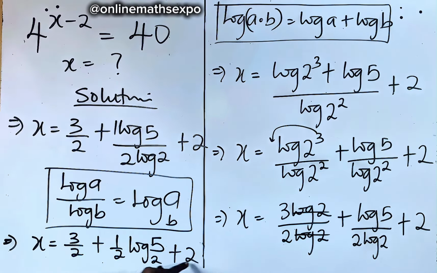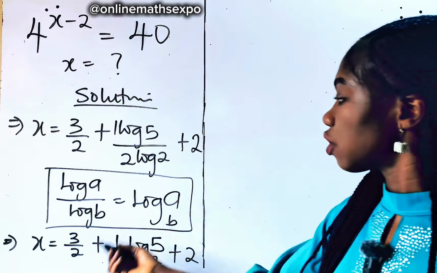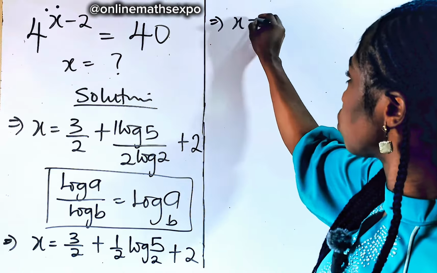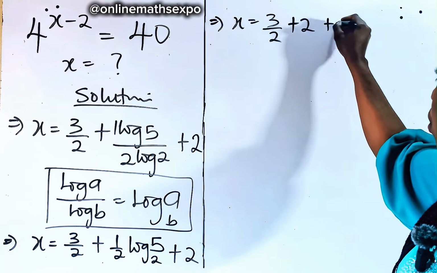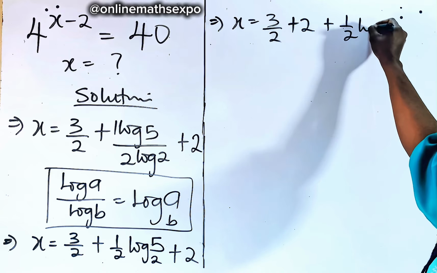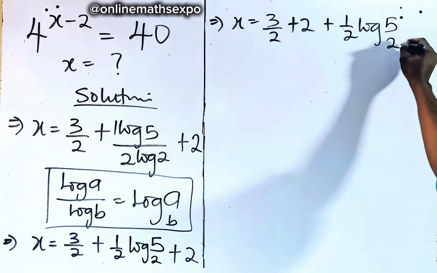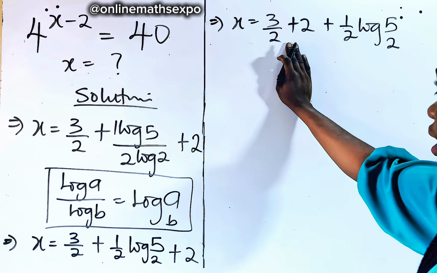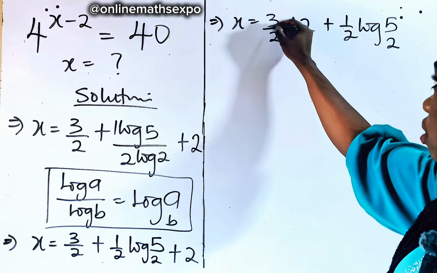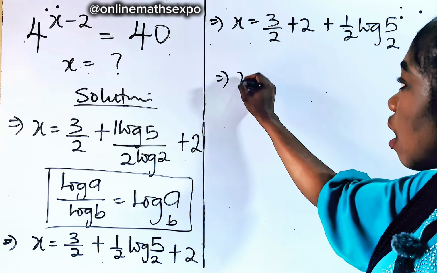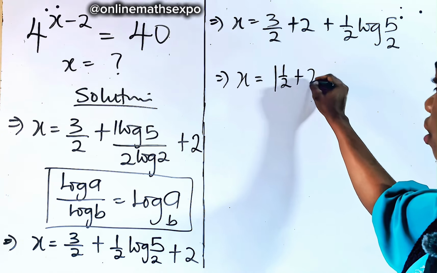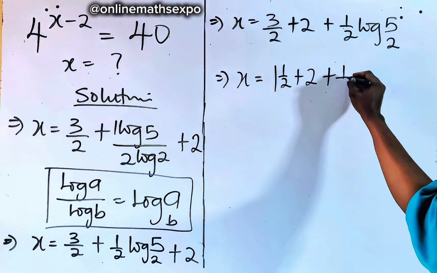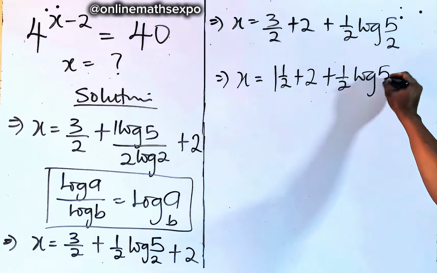Now at this point, these two are the same. They are constant, so you can add them together. So we have x is equal to 3 on 2, add these 2, plus half log 5 base 2. So let's add these two together. This is the same as x is equal to, dividing 3 by 2 is 1/2, add 2. So we have plus half log 5 base 2.